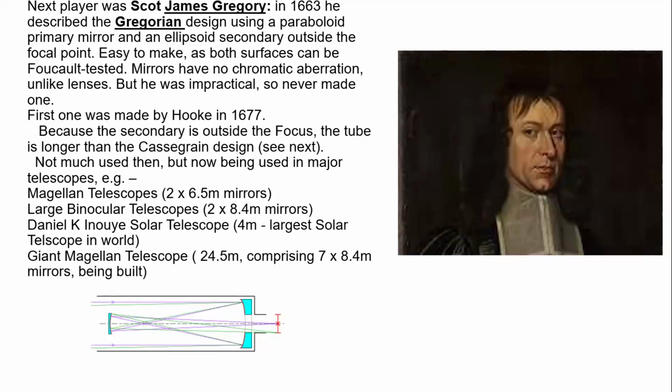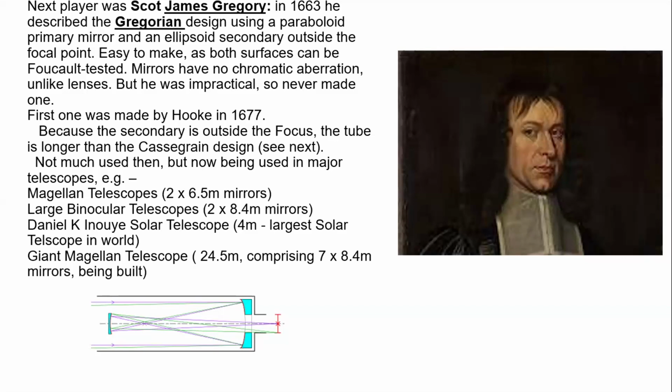One other point, and I wouldn't say they were easy to make, but they were easy to check for optical accuracy, as both surfaces can be tested by what's called the Foucault test. And somebody like Jimmy, I'm sure, has used the Foucault test to test their telescope mirror. But the interesting thing is that they are now coming back into fashion again because they have advantages. The Magellan telescopes, which are huge, two 6.5-meter mirrors. The LBT, Large Binocular Telescope, two 8.4 meter mirrors. The Solar Telescope, the largest one in the world, 4 meter.